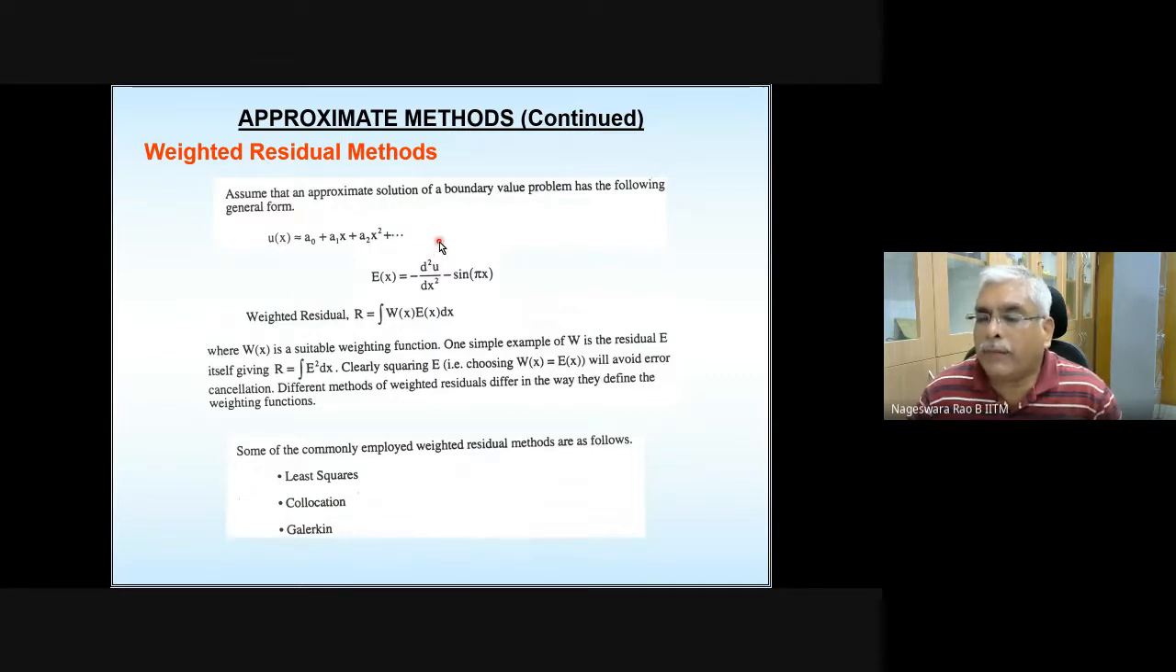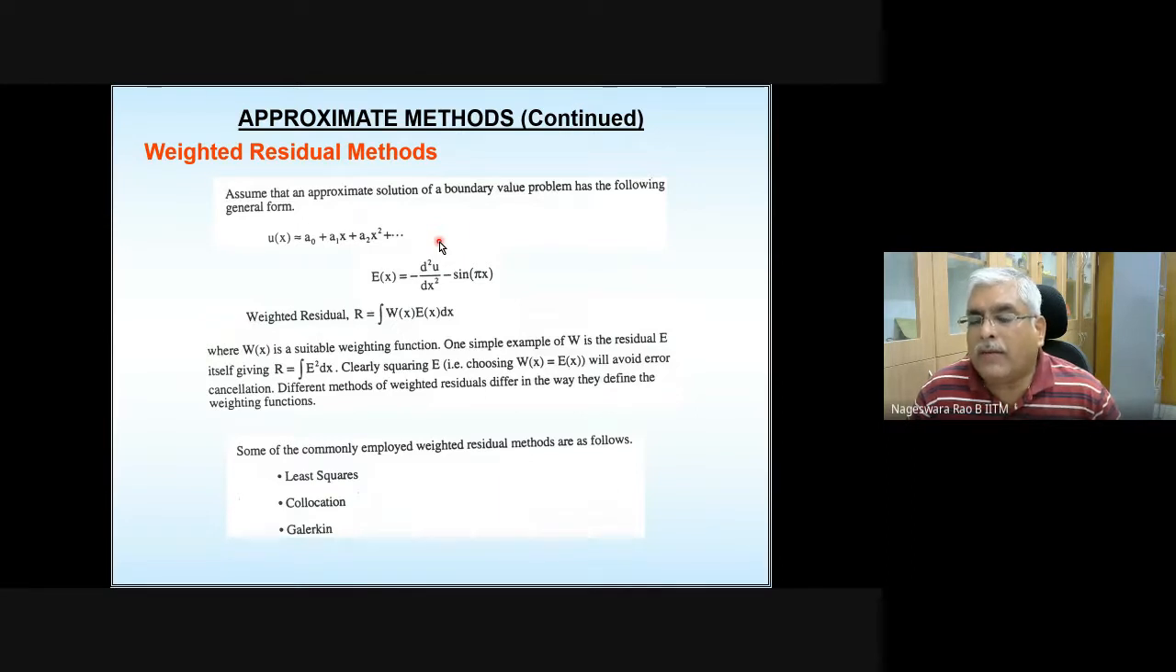If you want to go to x to the power 4, you should have A3 x cube, the cubic term, and then only you can go for A4 x power 4, the quartic term. You cannot skip the lower order terms, and if you skip them, you are going to face a serious problem with the convergence of the solution. So these are all the implications that you need to keep in mind.